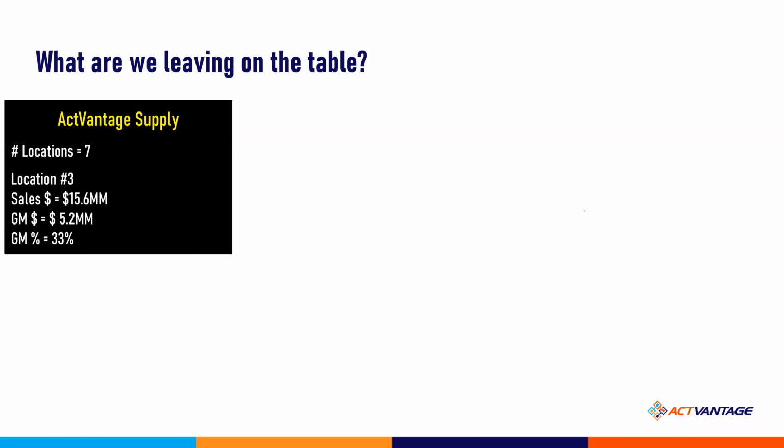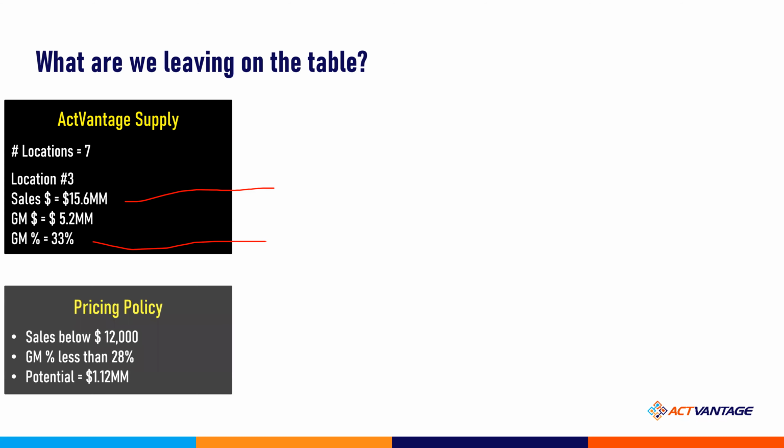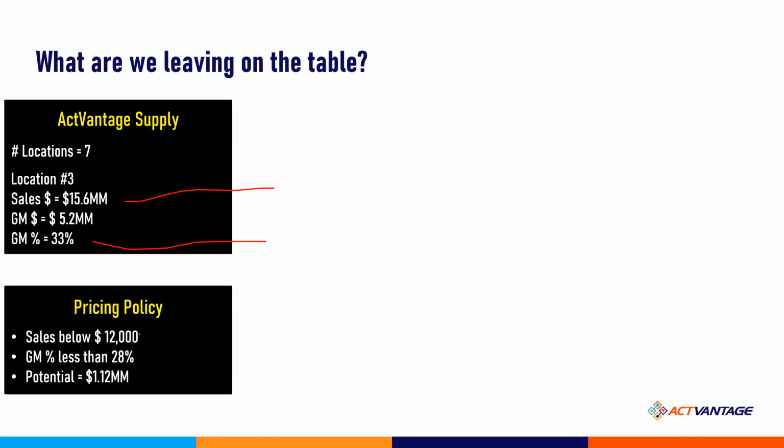And in location 3, what they did is location 3 had a revenue of about 15.6 million, margin is 33%. So they looked at all customers below $12,000 in revenue and looked at those that had margin below 28%, all customers below 28%. So their logic was if they were able to move all the customers from 28% to 33%, close the gap in terms of margin, it creates a potential of about $1.12 million.